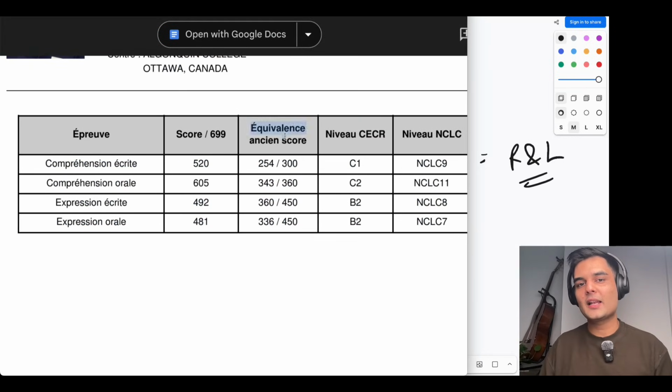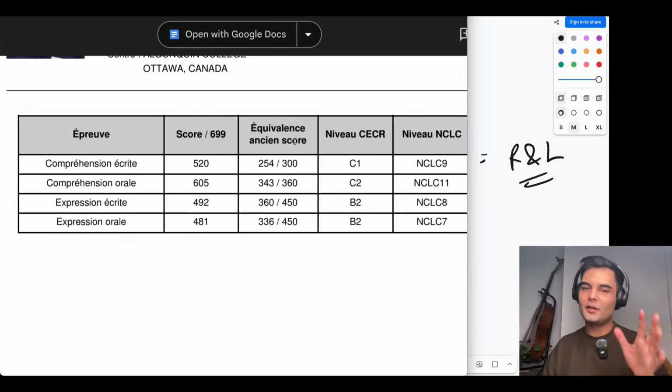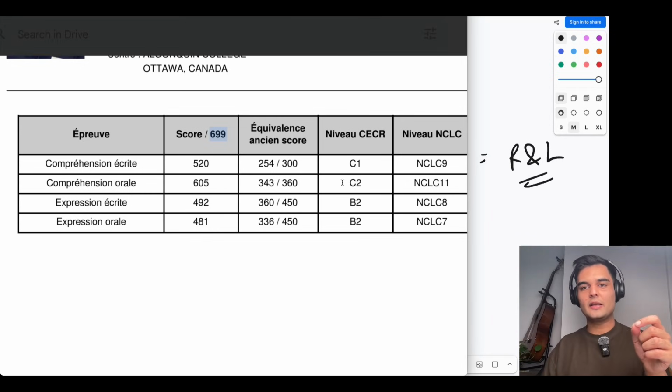And this equivalence ancien score, honestly, you don't need to know this. They just give the score, but as long as you are calculating your score, it's not even you who calculates it. This is the score basically out of 699. So whenever you put your exam under Canada Express Entry profile, they will be asking you which range you are in, and according to the range, they will update your score.